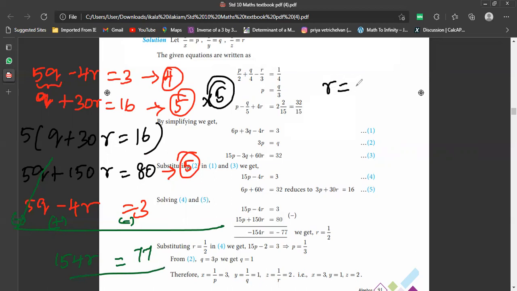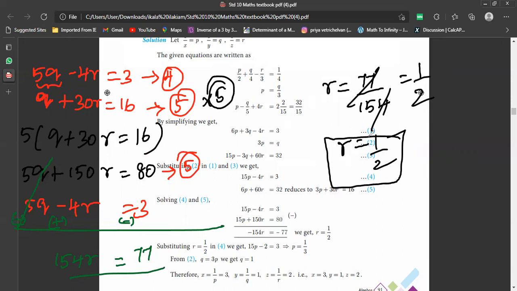I can write R as 77 upon 154. So 77 times 2 is 154, so you can cancel it out. R is nothing but 1 by 2. Is it clear? Okay, please note it down. See, we are getting the same value.